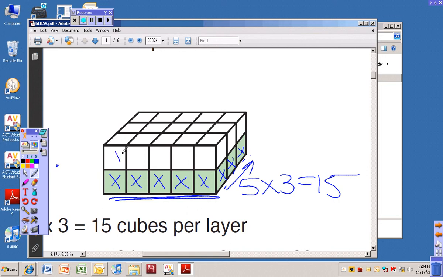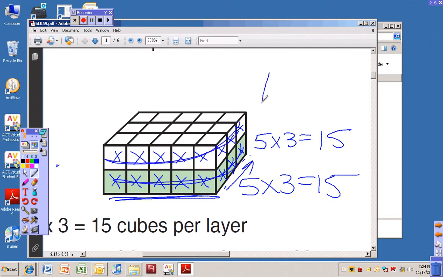You can see then that the top is composed of the same thing. And so we have 5 across right here and 3 to the back. So we've got another 15. 5 times 3 equals another 15. Or we can say that we have 1 layer here and 1 layer here. So we have 2 layers of 15. So 15 times 2 is of course equal to 30.